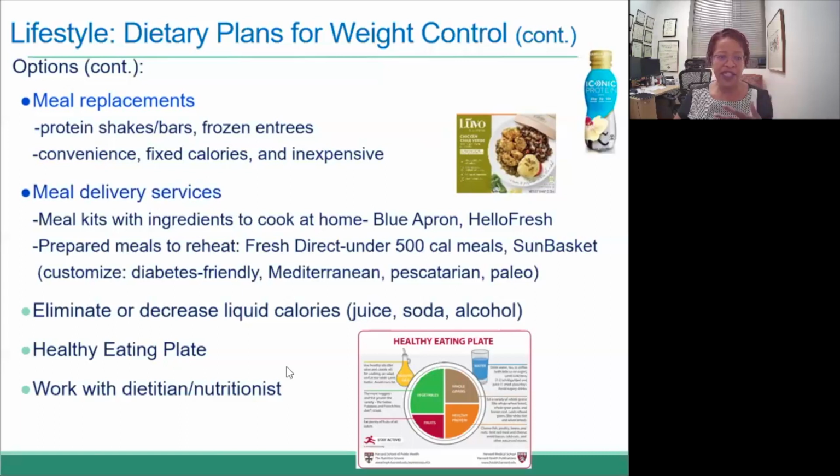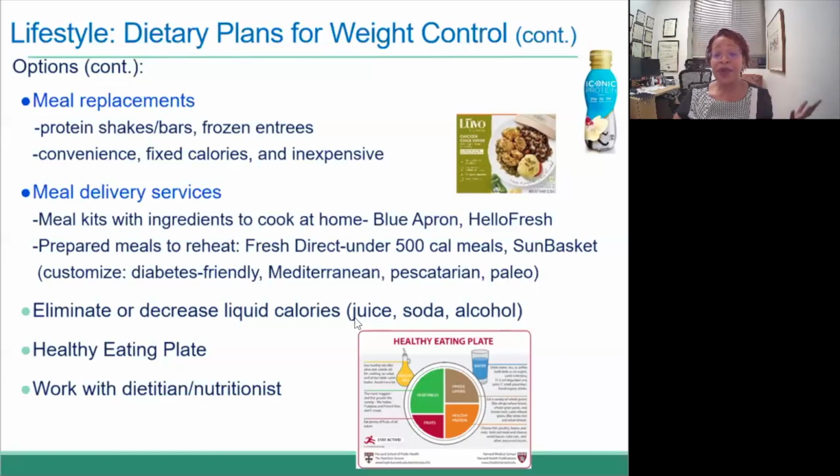There are meal delivery services, and there are different types. Some send you everything and you cook it at home, so you need to have time available to do that. Versus prepared meals, which they also customize, it could be diabetes friendly meals, pescatarian, paleo, etc. There's a wide variety.